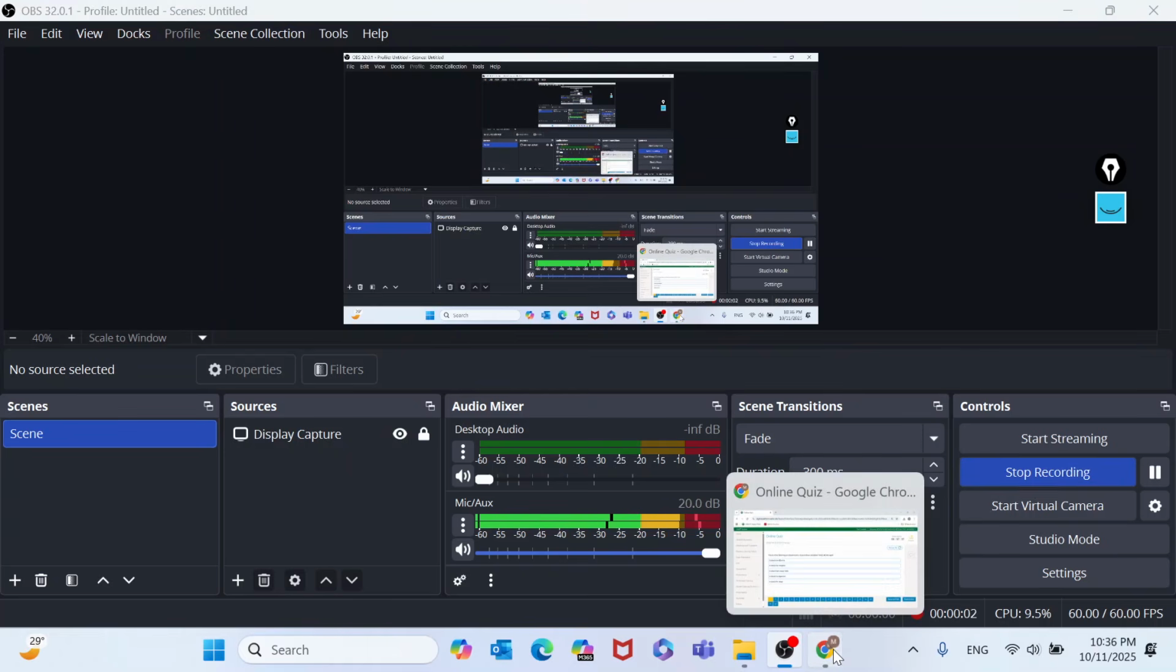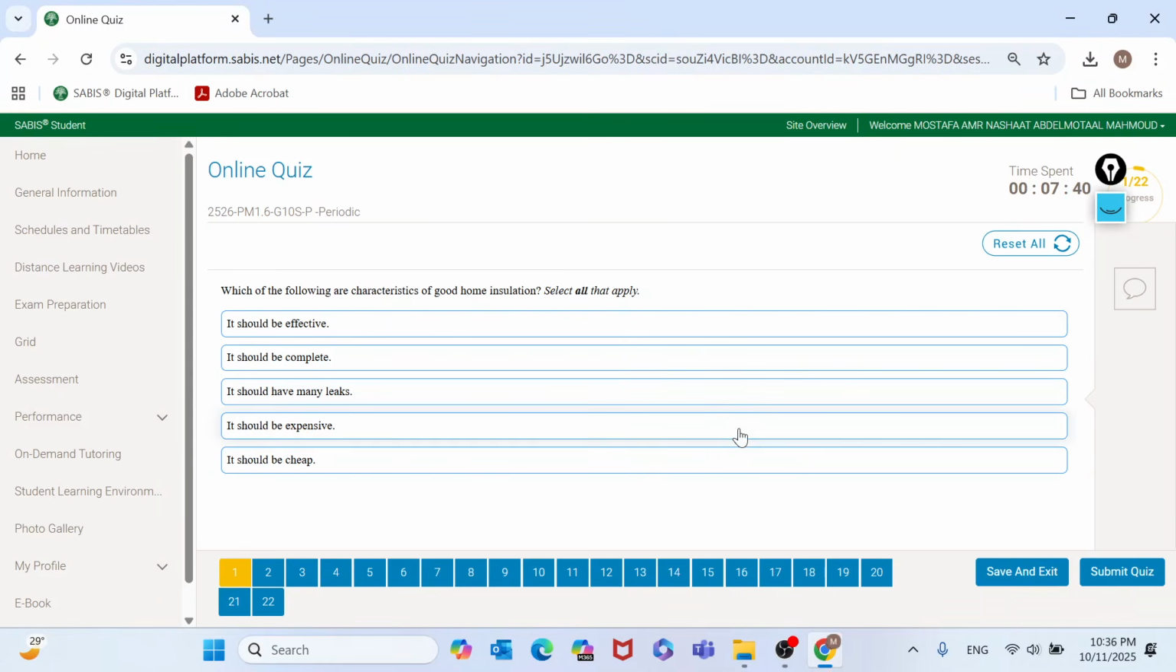Okay, guys, physics 1.6 to 1.8 quiz. Honestly, this one's way easier than the other one. If you just focus with me, you probably don't even have to do it yourself.